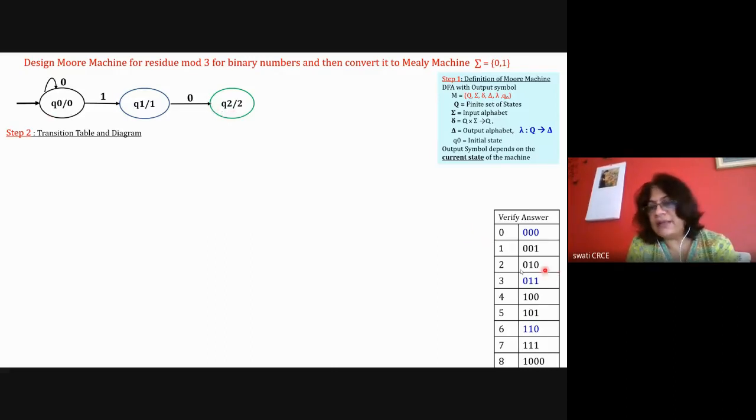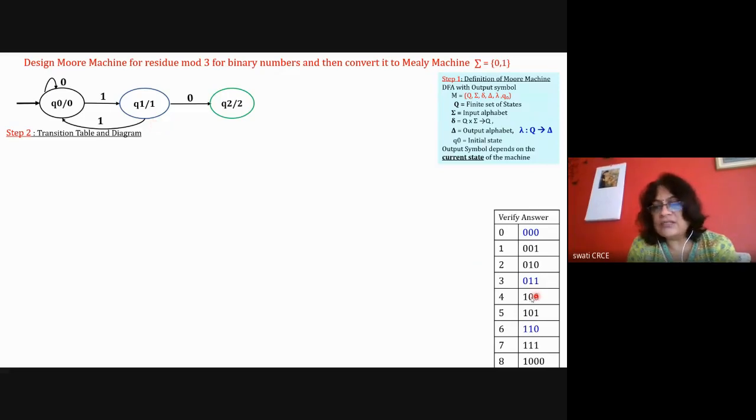And now I have taken a number from here and have started drawing the diagram. So for 010, the remainder is 2. So it is going to the state Q2. Now for 011, it should go to the state Q0. Okay, so for 01, now it is here. So for 1, I'll draw the diagram and say that it will go back to Q0 because here the remainder is 0. Now take the next number, 100. For 100, the remainder is 1. So it should go to the state Q1.